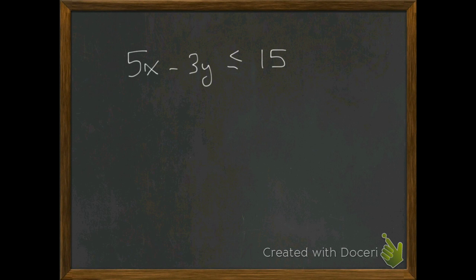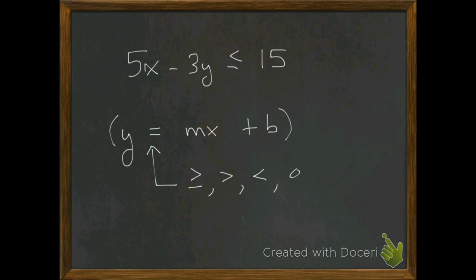Okay? Now, first thing I'd want to do is think about this and get it into y equals mx plus b. But we are no longer looking at equalities. We're looking at inequalities. So we're going to end up with y equals mx plus b, but instead of an equal sign here, we're going to have one of these. Okay? So 5x minus 3y less than or equal to 15.